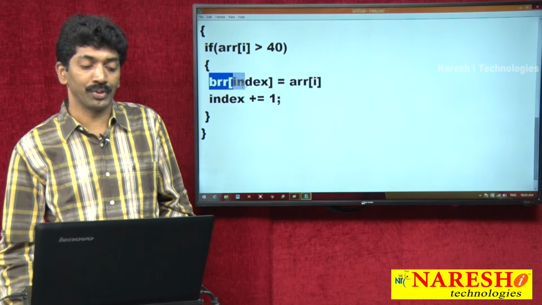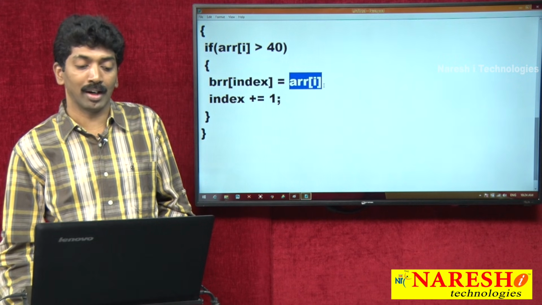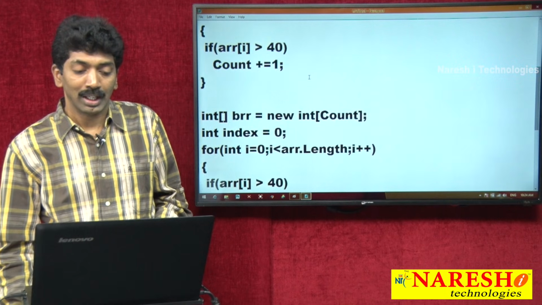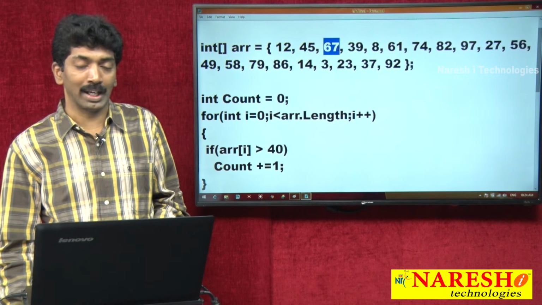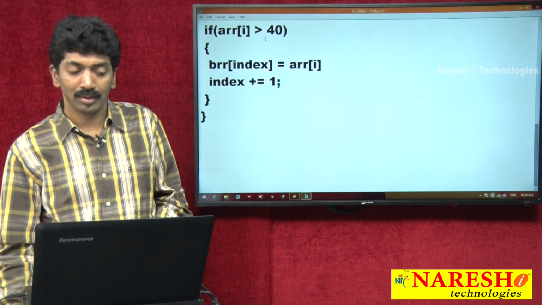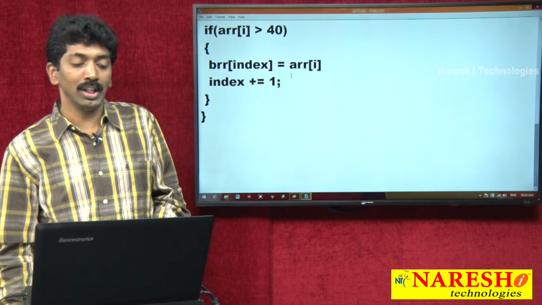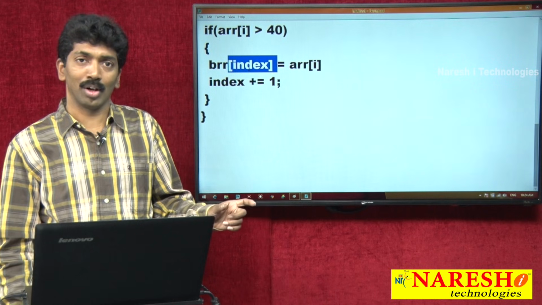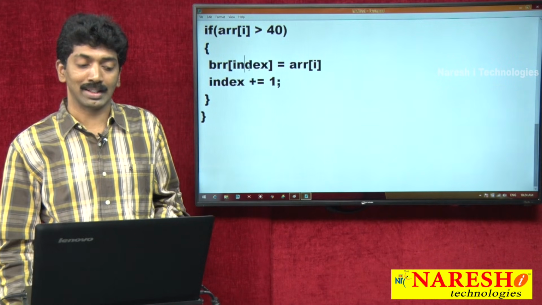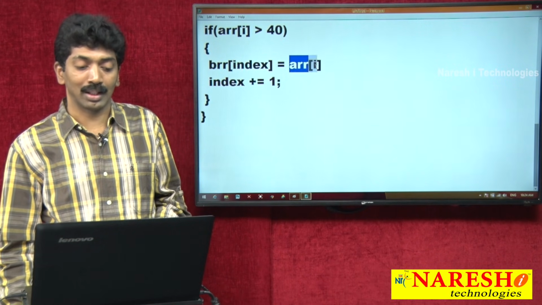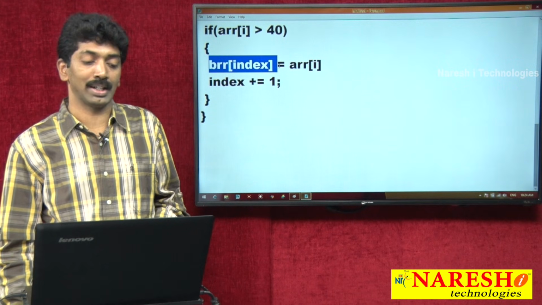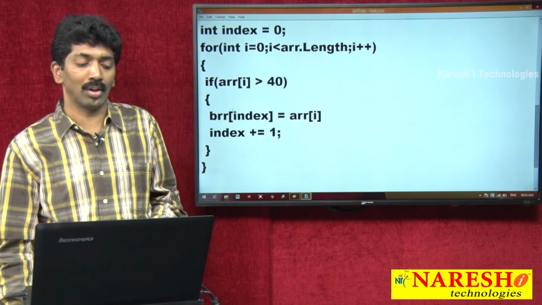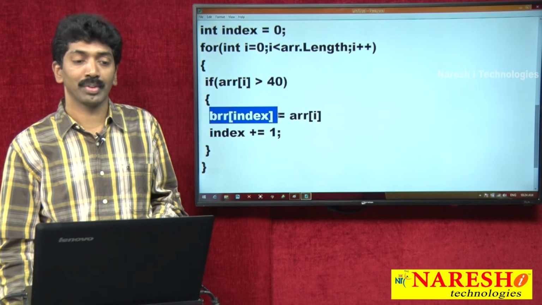First value ARR of 0. What is assigned? BRR of 1. That is nothing but 45. Now index will become 1. Now again the loop will run. ARR of 2 greater than 40? Yes. Come here. Because it is greater than 40, this is ARR of 2 and this is BRR of 1. This is not BRR of 2, this is BRR of 1 assigned to the second cell. So this is the third value assigned to the second cell. So the value comes into this one. Likewise the loop runs and copies all the values into BRR.